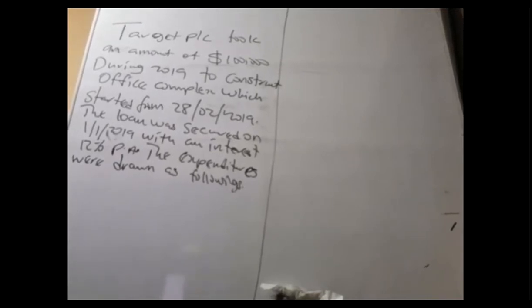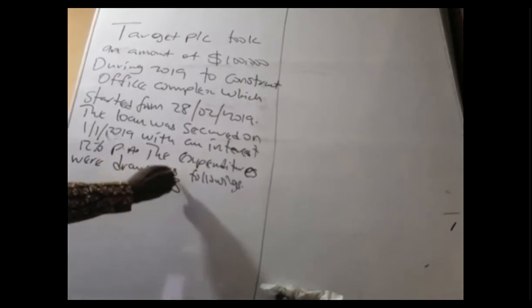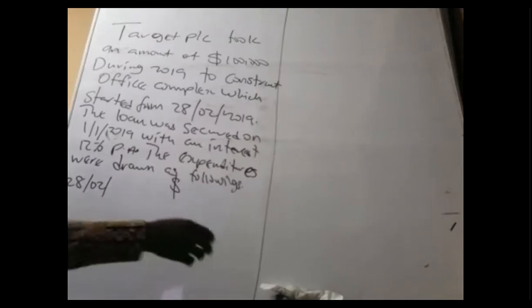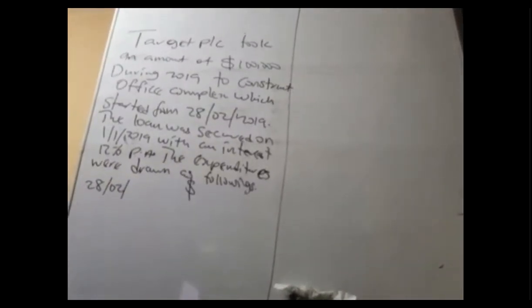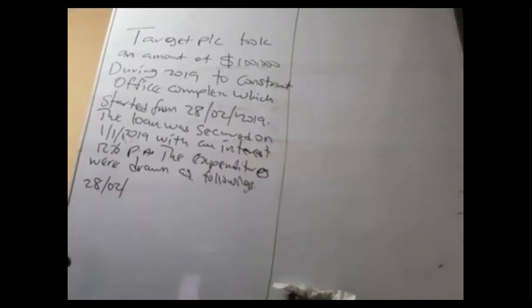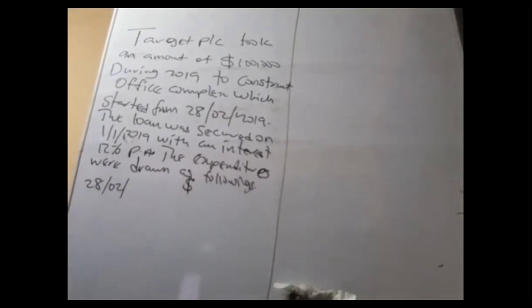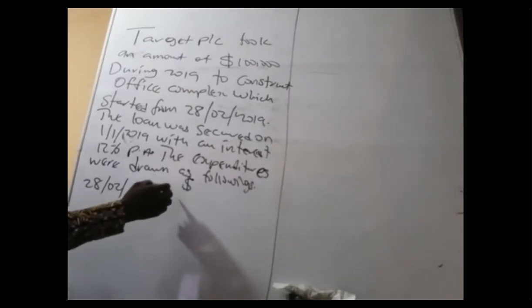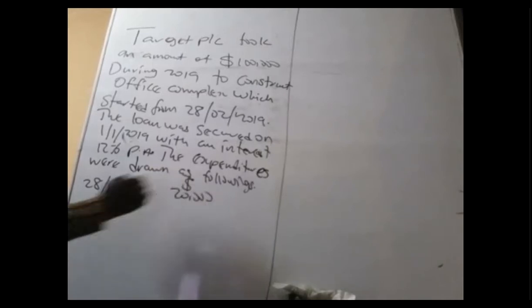Okay, so what happened is this. I don't want to make things look tough. So on 28th of February, the following funds were made available to the contractor. First, they give the contractor, let's say, 20,000.